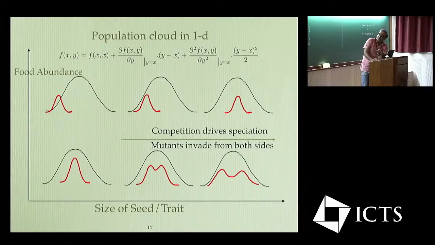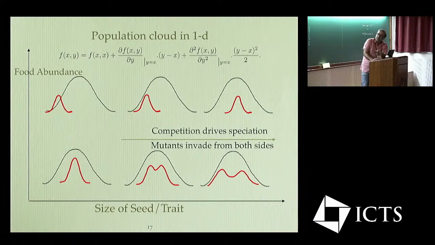So the first term just goes away. The fitness of x and x is 0. The second term gives me the selection force. This is something called the selection gradient, which decides the force with which this population is moving towards the maximum food abundance.